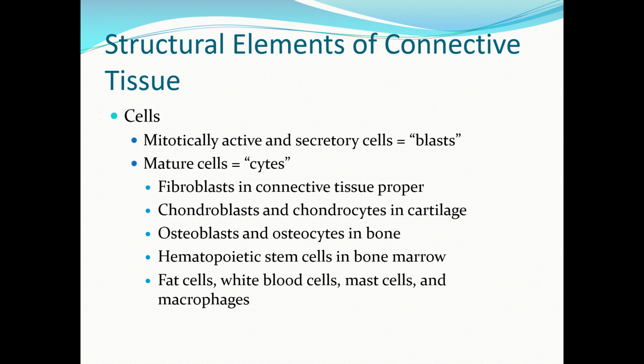Hematopoietic stem cells will form blood in the bone marrow. And then there are fat cells, white blood cells, mast cells, and macrophages. Of course, fat cells will insulate and store energy. White blood cells will protect from pathogens. Mast cells will initiate an inflammatory response. And macrophages will engulf pathogens through phagocytosis.